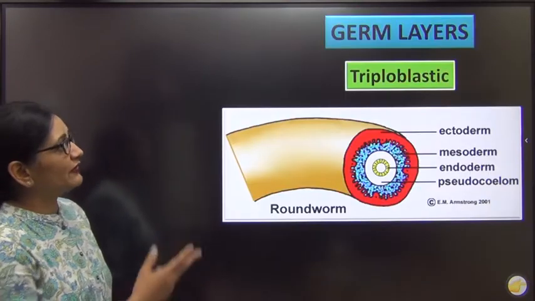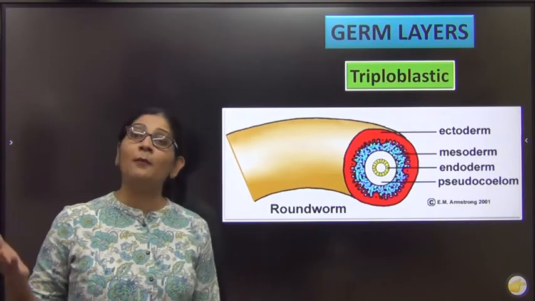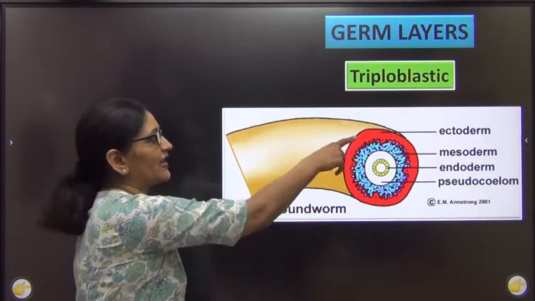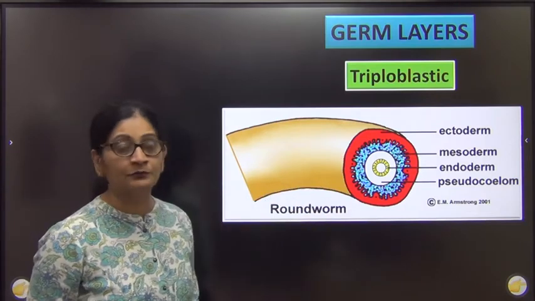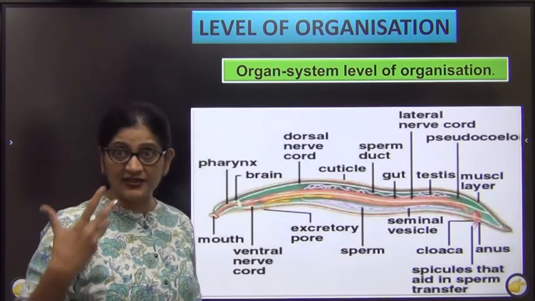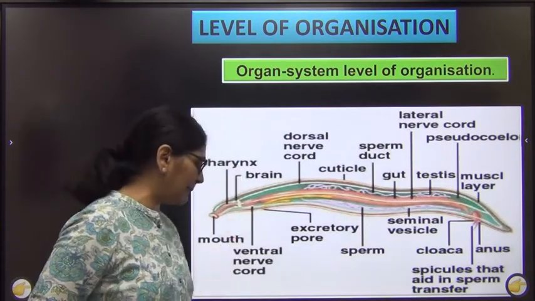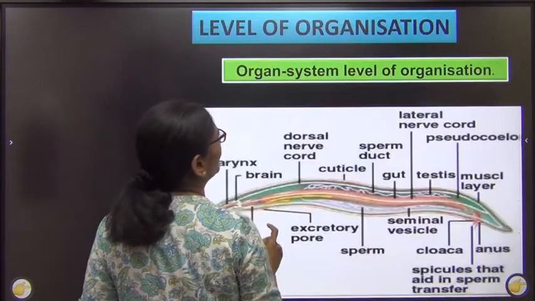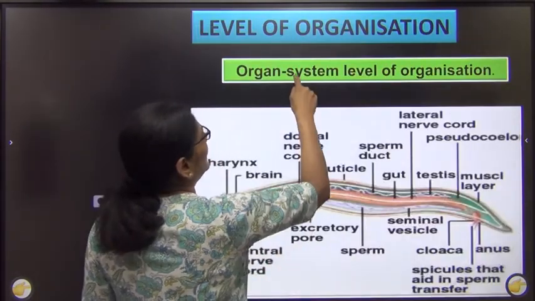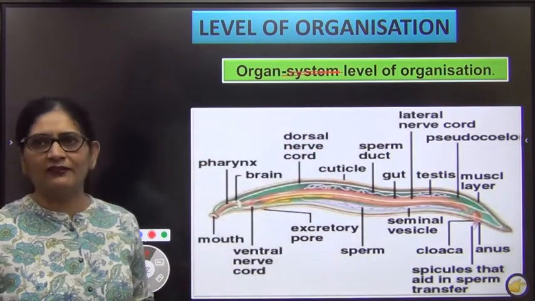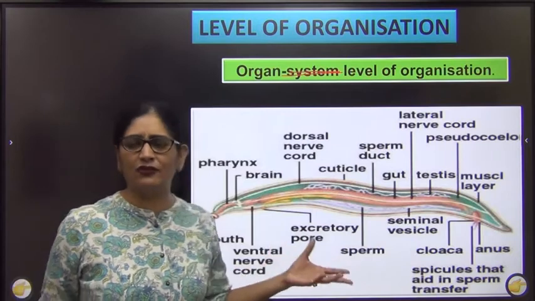After symmetry, we will come to germ layers. You know that from platyhelminth onward, all the organisms are triploblastic, that is, they have ectoderm, mesoderm and endoderm. You will just say that the development is organ level, right? In your NCERT it is given as organ level. They have organ level development, level of development. That means they have a lot of organs.